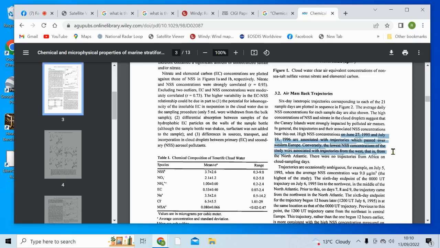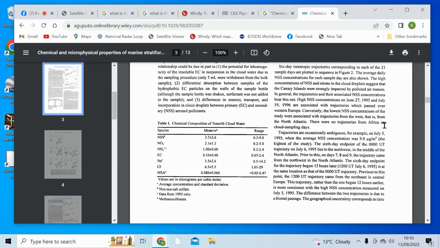So you got a cloudy day in the middle of July, at the end of July, on 2 different years. One was in the middle, one's on the end. They decided no sunshine for you in the Canaries when you had your holidays. You should sue these people. There were no trajectories from Africa on the cloud sampling day. So they made sure they directed the winds away.